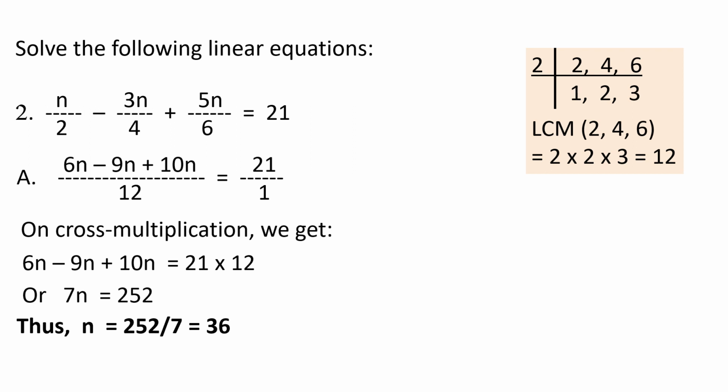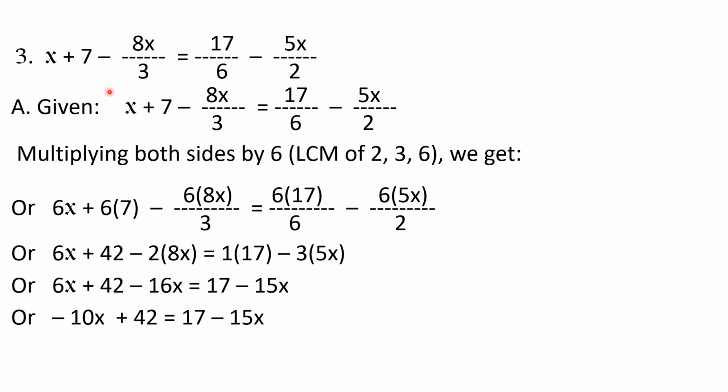Let's do now question number 3. So question number 3 is x plus 7 minus 8x by 3 is equal to 17 by 6 minus 5x by 2. So this is given to us. We repeat the question here.